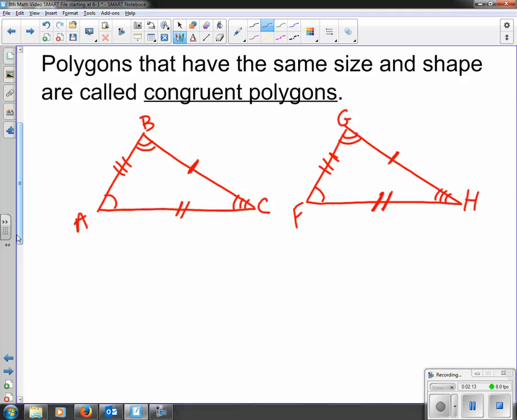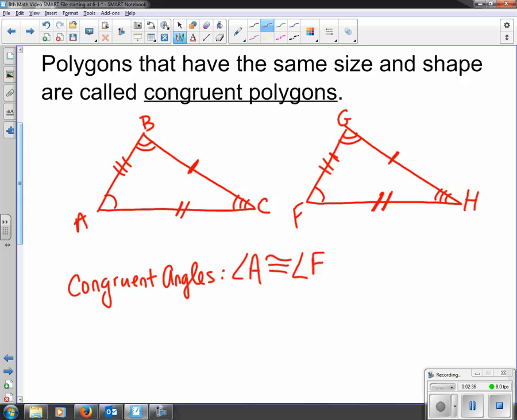So congruent angles, let's write this down. Again, angle A is congruent, so we use that fancy symbol, with angle F. And then angle B is congruent with angle G, and angle C is congruent with angle H.